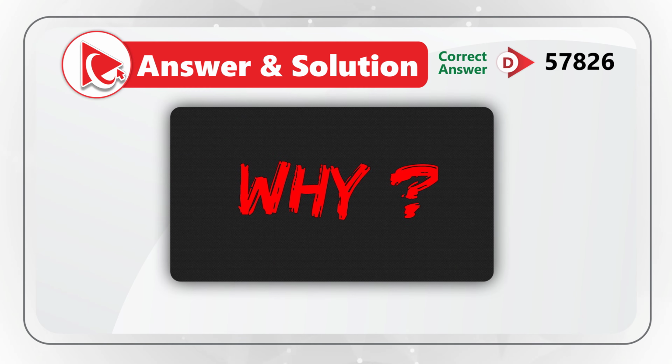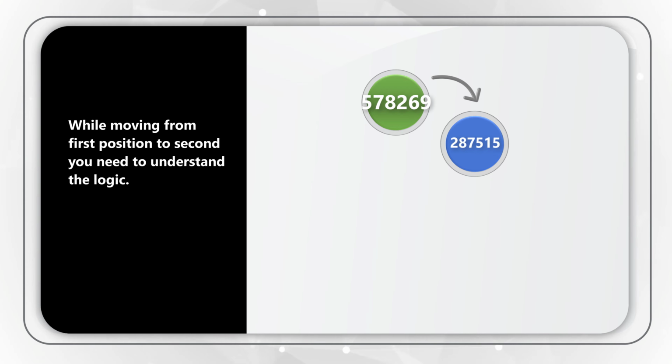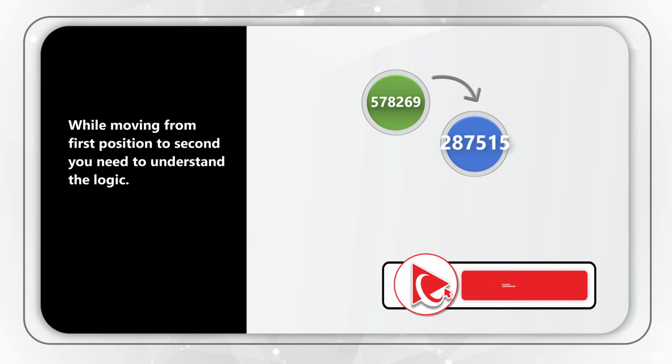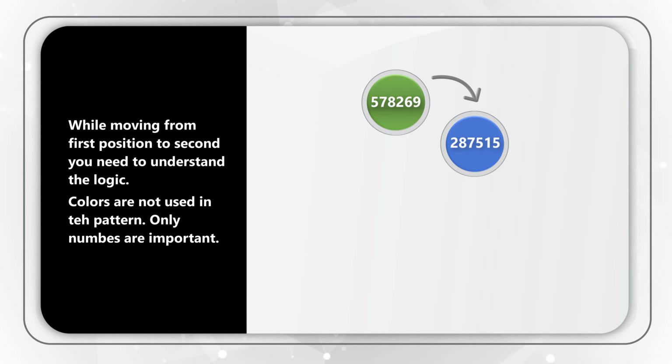To understand why, let's look at the pattern. As the ball rolls from first position to the second, and we transform from digits 5, 7, 8, 2, 6, 9 to digits 2, 8, 7, 5, 1, 5, we need to understand the logic. As you might have suspected, the colors are not used in the pattern, and they're there just to deceive you. Only numbers are important. And to complete the transformational pattern, we need to do it in 3 steps.